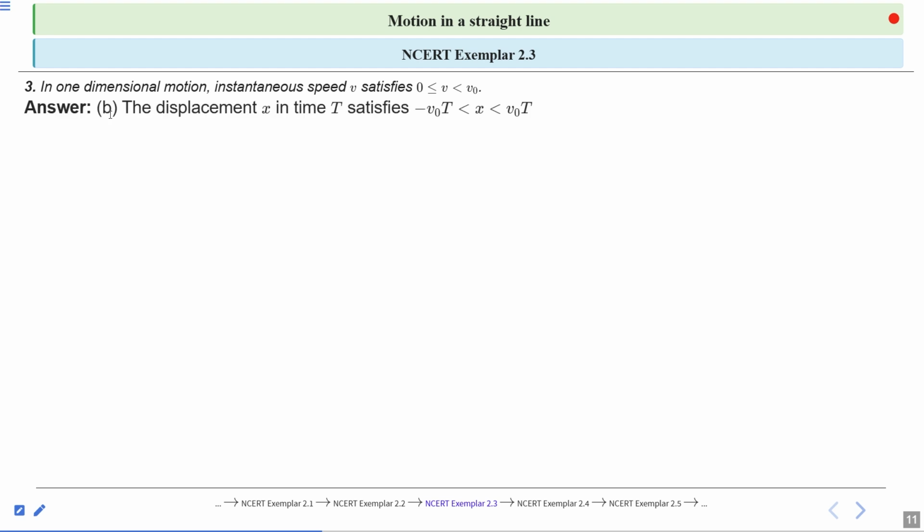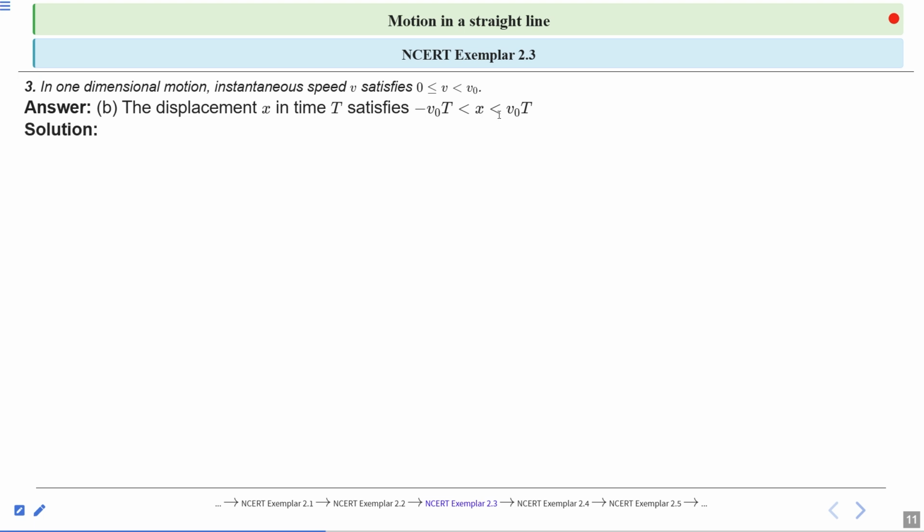So correct option is B. The displacement x in time t satisfies this condition, and the condition is x is greater than minus v naught t and less than v naught t.